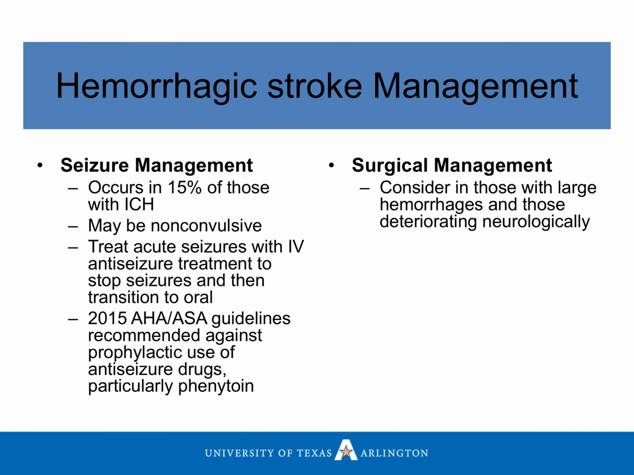Seizure management, I do want to talk about this one. So seizures can occur in about 15% of patients with intracranial hemorrhage. These may be non-convulsive seizures, so it is worthwhile maybe to get an EEG if you think they may be having seizures, but they don't look like your typical grand mal tonic-clonic seizure. You can get an EEG to see if they are having some kind of partial seizures possibly. And then treat acute seizures with IV anti-seizure treatment to stop the seizures. And then you're going to transition to more long-term oral seizure preventative.